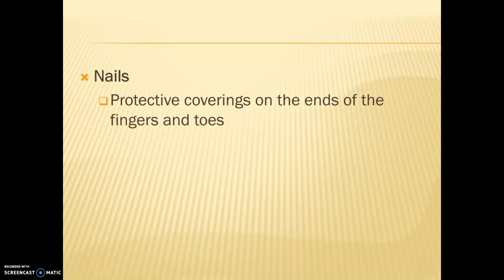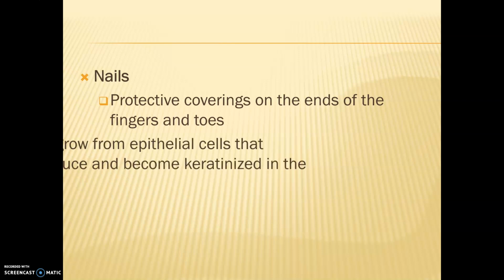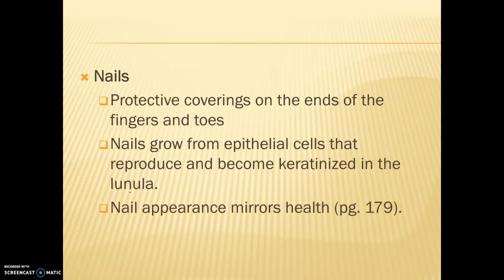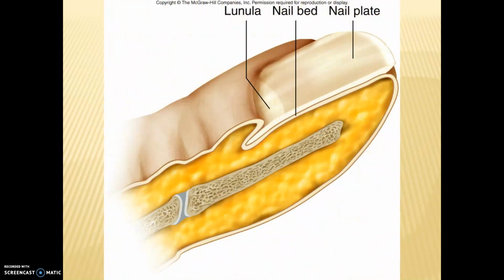Another accessory organ that we're going to see is our nails. These are protective coverings at the ends of our fingers and toes. And these nails grow from epithelial cells that reproduce and become keratinized in the lunula. Our nail appearance mirrors health. Sometimes when we see people who have yellowish nails, we can take some health ideas from this and those stains that we're going to see on our nails.